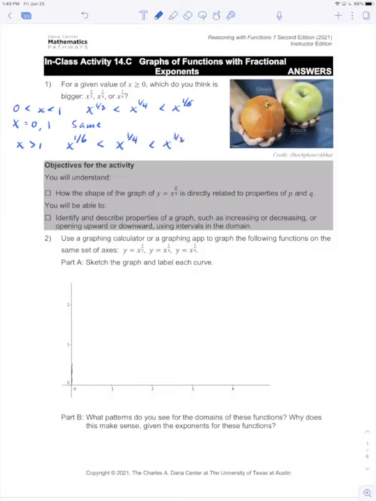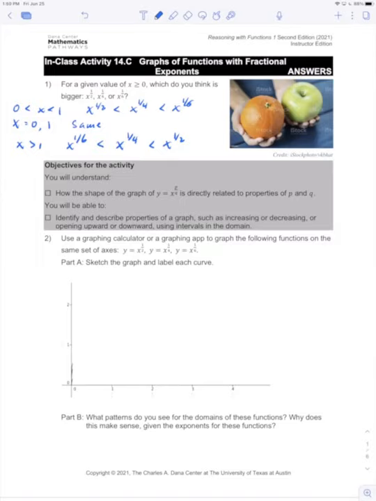Objectives for the activity. You will understand how the shape of the graph of y equals x to the p over q is directly related to the properties of p and q. You will be able to identify and describe properties of a graph, such as increasing or decreasing, or opening upward or downward, using intervals in the domain. 2. Use a graphing calculator or app to graph the following functions on the same set of axes: y equals x to the 1/2, x to the 1/4, and x to the 1/6.